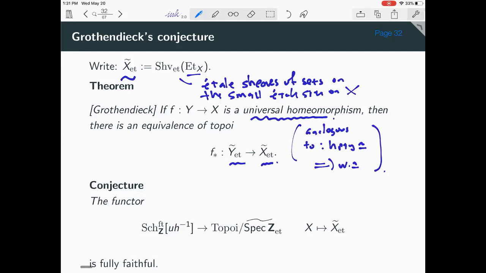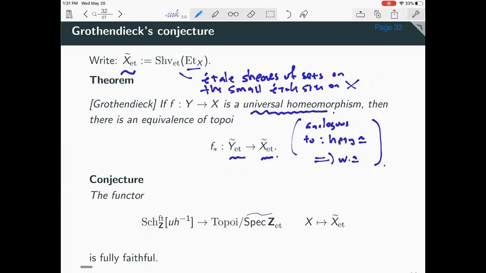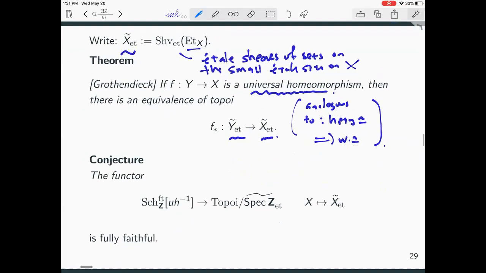Okay, so I was talking about Grothendieck's theorem. He calls this the remarkable equivalence because, given a universal homeomorphism of schemes, it induces an equivalence of topoi. So the conjecture is that the passage from a scheme to its étale topos is not very lossy and is captured by the following. So we can look at finite type Z schemes, and you have a functor given by this formula. It takes X to the category of étale sheaves on X.